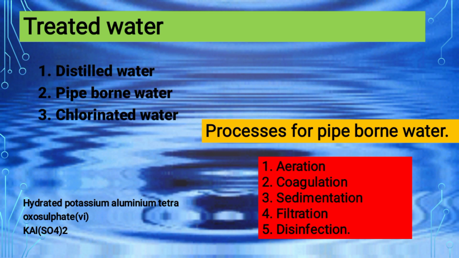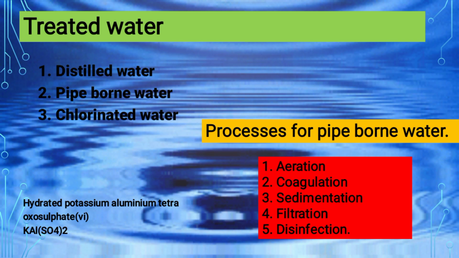Also, you notice that I do not have distillation in my processes for pipe-borne water. The reason is that distillation is costly. It involves a lot of energy; you need to keep on heating the water. Because of that, we don't really do that for treated water. The next thing they do is to distribute it through pipes.